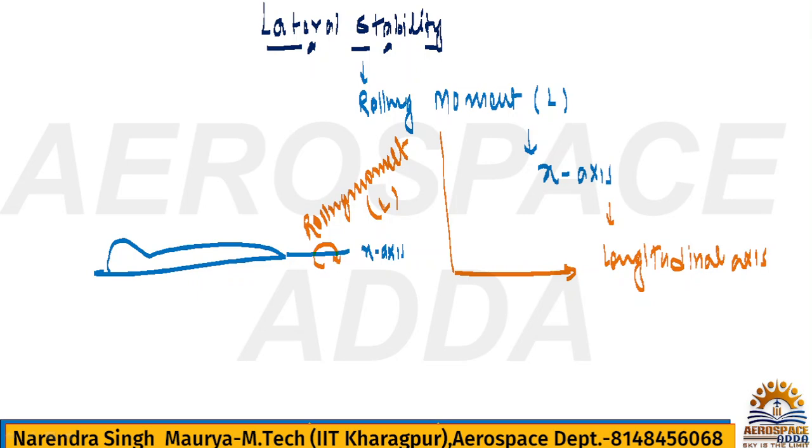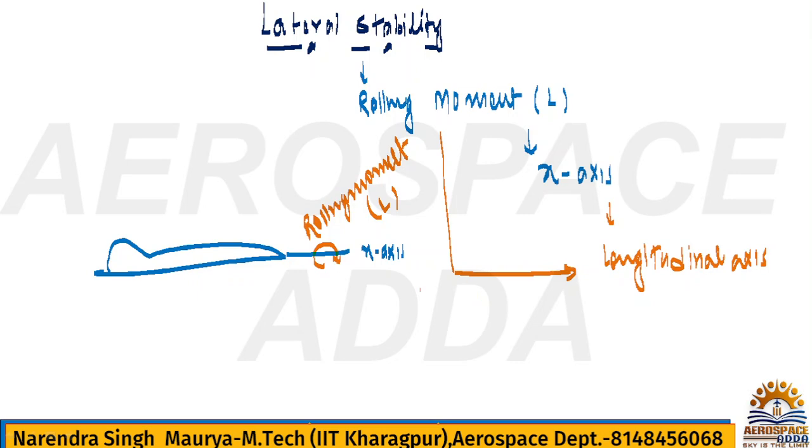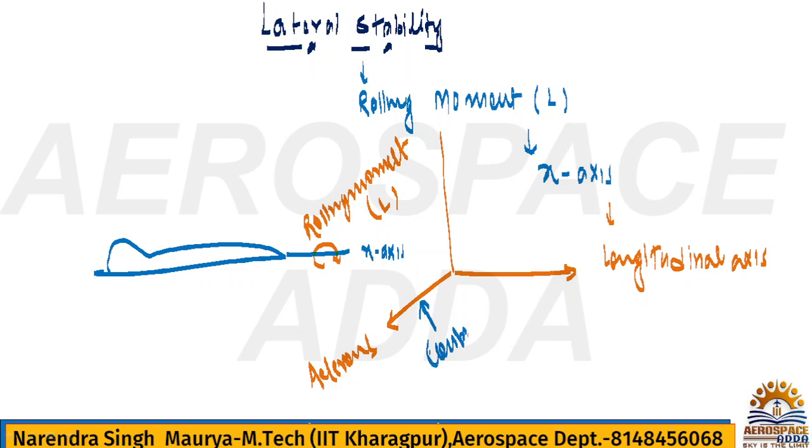And what is the control surface for the rolling moment? Obviously the control surface for the rolling moment is nothing but the ailerons, the component which is responsible for the rolling moment. This we have already discussed.